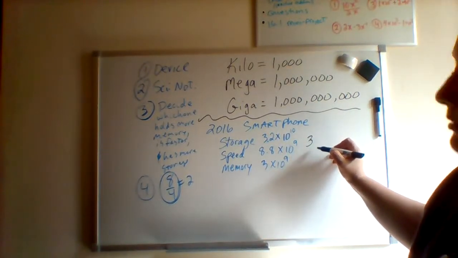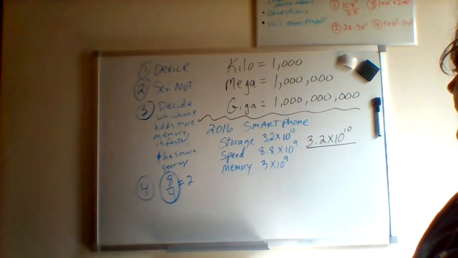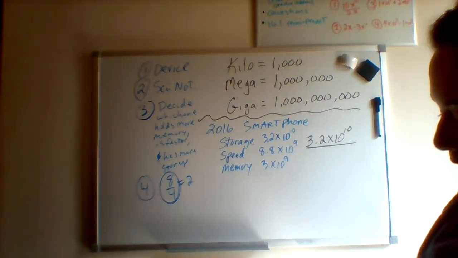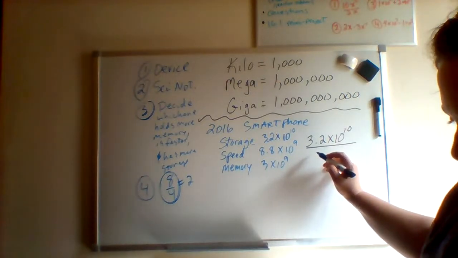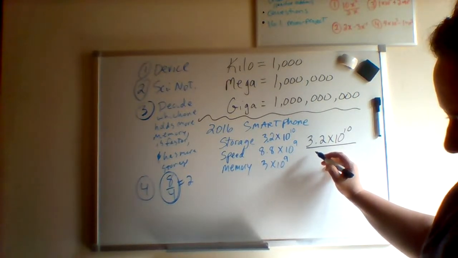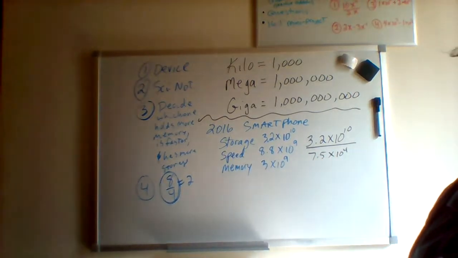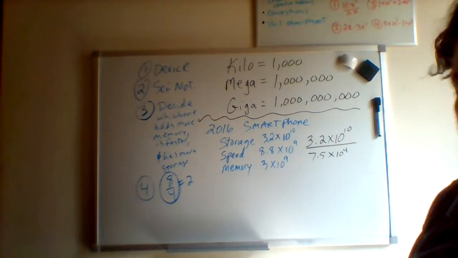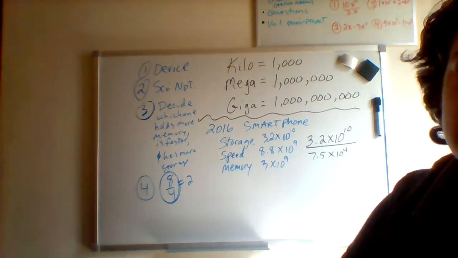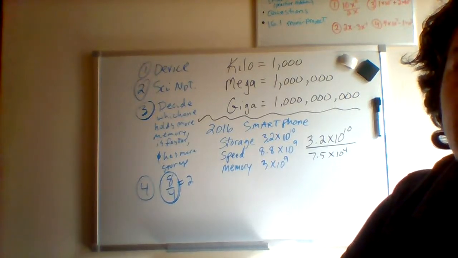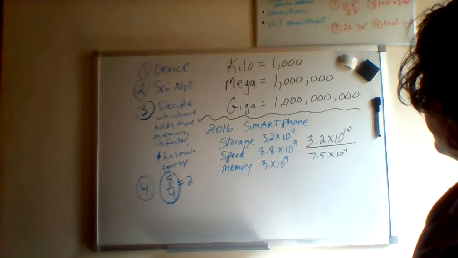So 3.2 times 10 to the 10th power, and I'm going to divide by the Apollo. And the Apollo computer was, for storage, 7.5 times 10 to the 4th power, because I think it said 75 kilobytes. Yes, it says 75 kilobytes. So 75 kilobytes is the same thing as 7.5 times 10 to the 4th power.